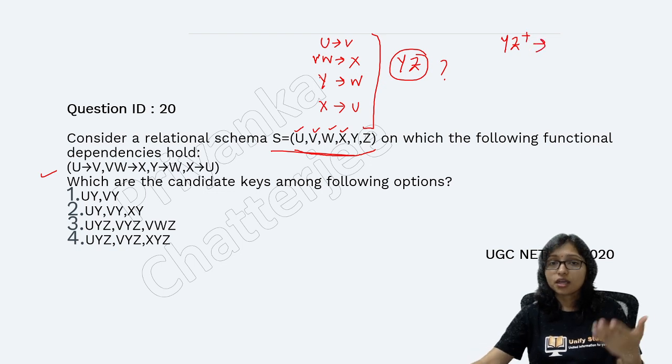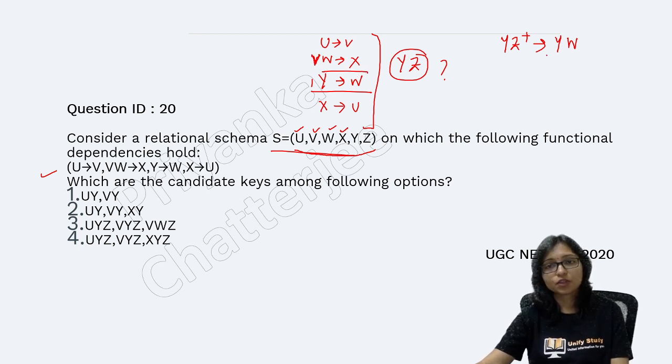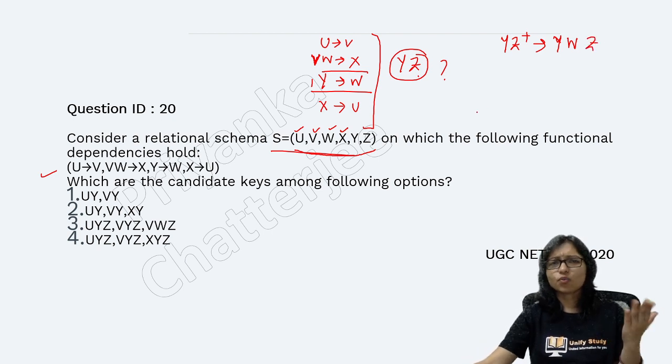YZ closure. From Y, which one can you identify? From here you can see I can identify W. From W you cannot identify anything more, because only if VW comes can you identify X. So you get YW, and you cannot go further. Next is Z. From Z, can you identify anything? No. So YZ is not able to determine everything.